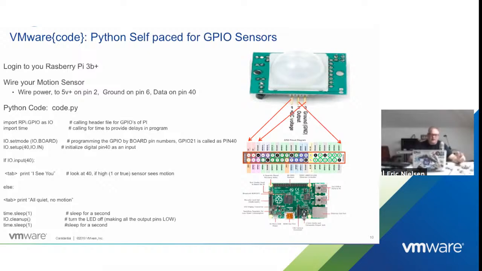So anybody that knows, if IO is 1, that means it's true. Print I see you. Else, print all quiet, no motion. Go to sleep for a little while. I think I got rid of the while loop here just because I wanted to save some code. But I would put this in a while loop and it would just go to sleep every second and then go check to see if there's input on pin 40. And that's all this sensor is going to do.